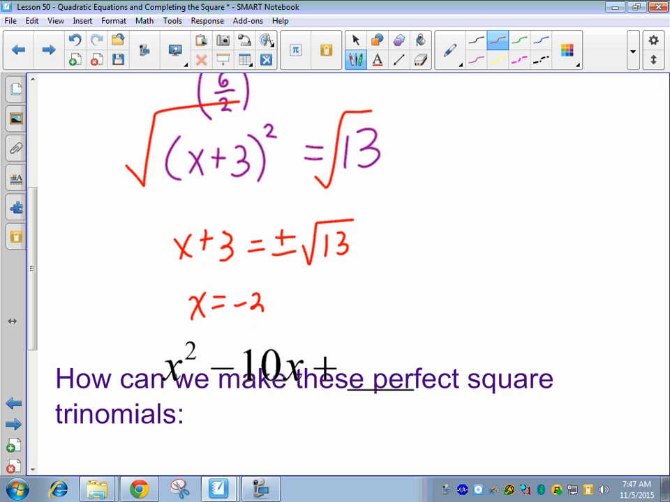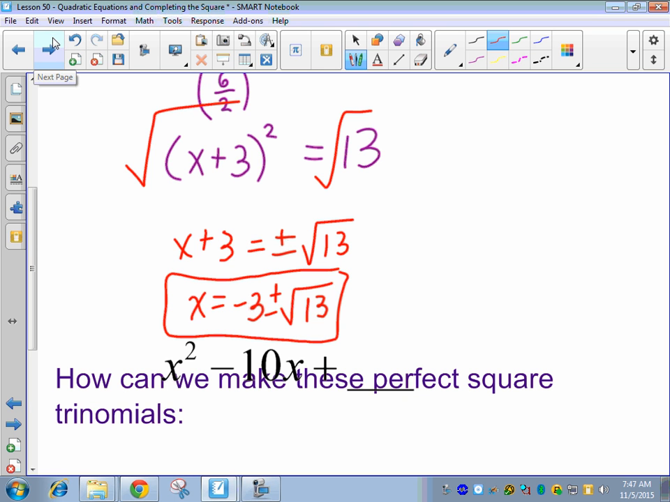I do want it in the front. Some of you on your test put it in the back. I did not count you wrong, but you need to put it in the front. Okay, so negative 3 plus or minus the square root of 13.